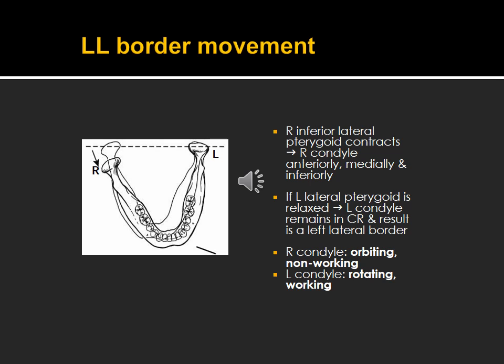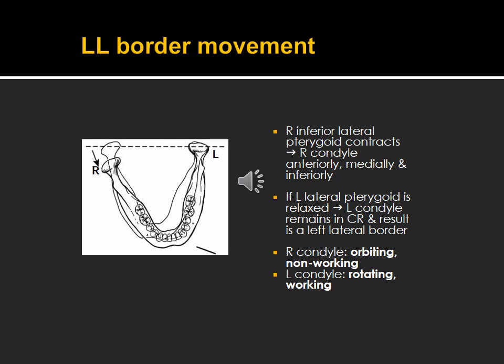Now, on the right side, the right inferior lateral pterygoid will contract, and the right condyle will move anteriorly, medially and inferiorly to achieve the lateral movement. However, on the left side, the left lateral pterygoid is relaxing. The left condyle remains in the centric relation without any change. And this will result in left lateral border movement, so the movement of the mandible towards the left.